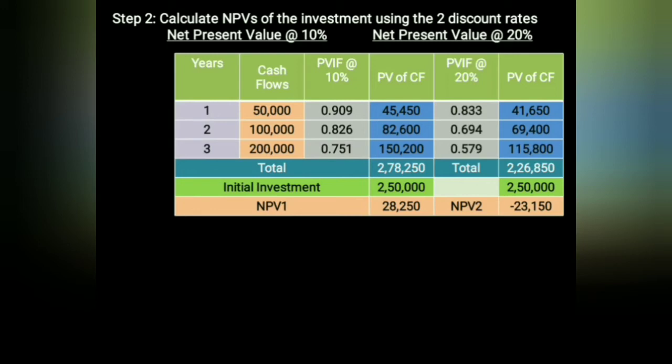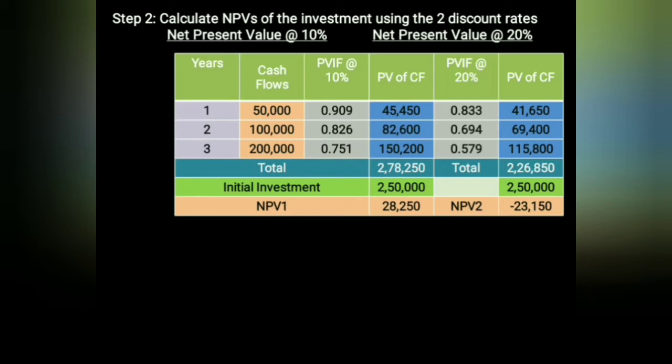By multiplying 1 lakh into 0.826, we are getting the present value of cash flows 82,600. By multiplying the cash flow of third year, 2 lakhs, with the present value interest factor 0.751, we are getting the present value of cash flow 1,50,200 rupees. By totaling all these present values of cash flows, we are getting 2,78,250.